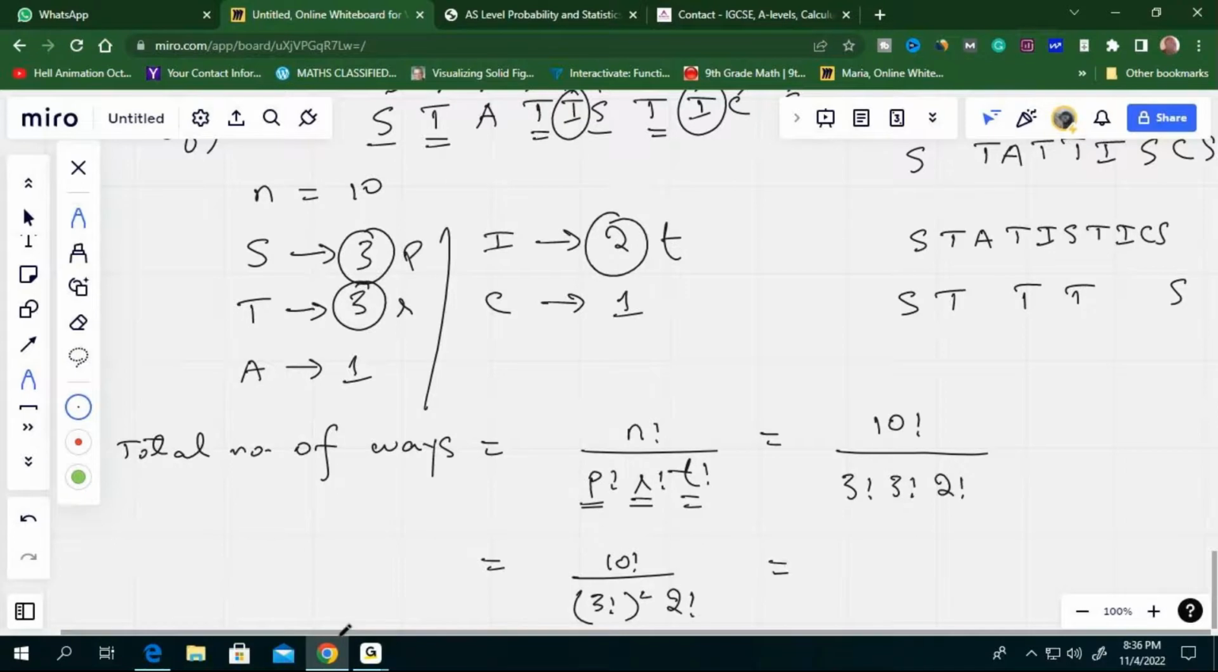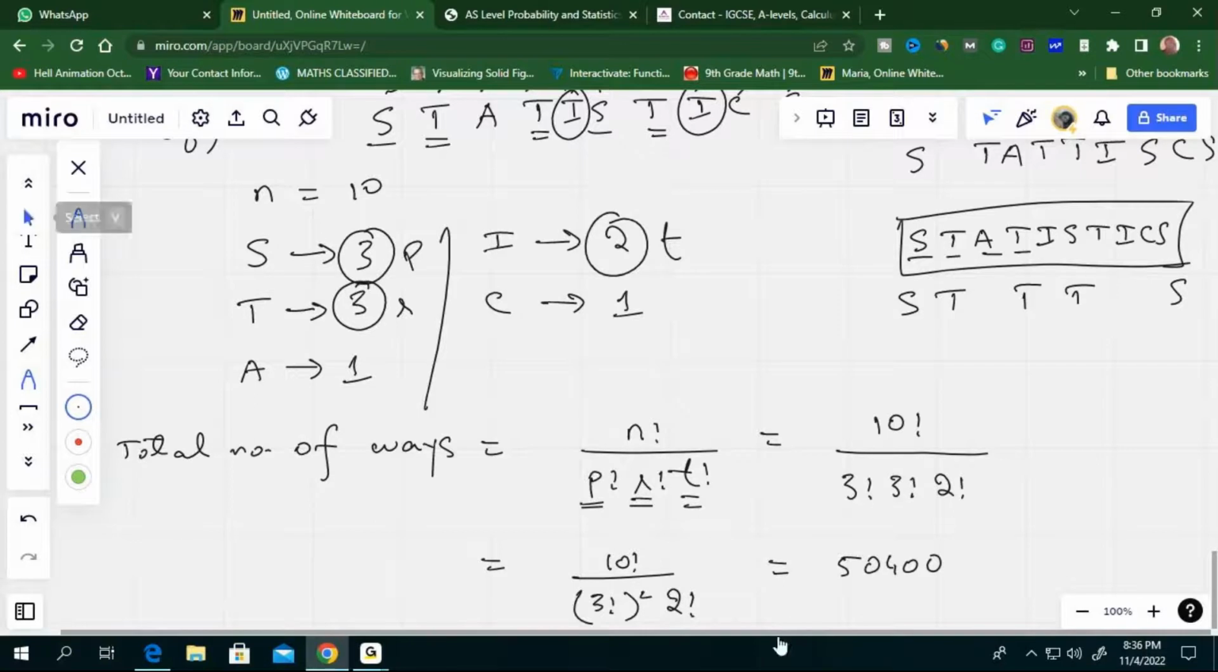Now you can use a calculator. You can get the value. Okay. So it's going to be, after solving, 50,400. Okay, so you have 50,400 ways of writing this word statistics. Okay, so in 50,400 unique ways you can swap the letters, you can write T first and then S and then C, whatever you want at the unique positions. Okay, this is the way to do.